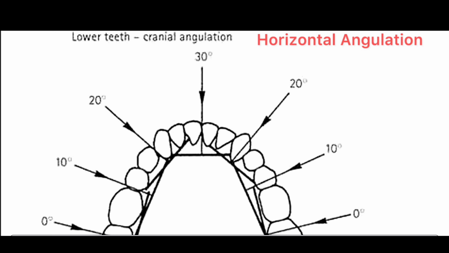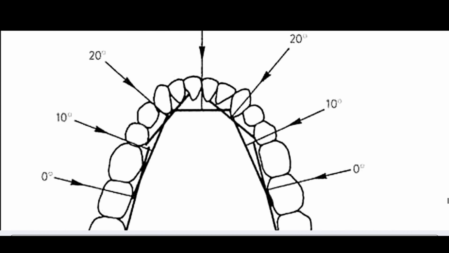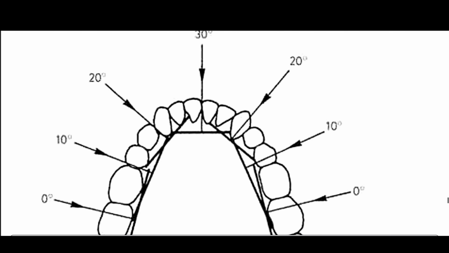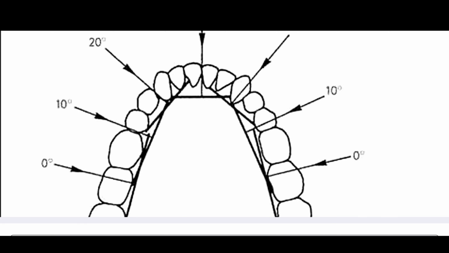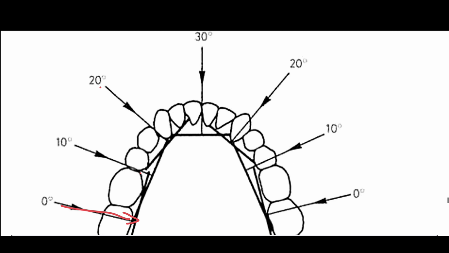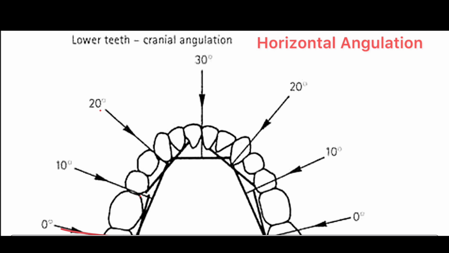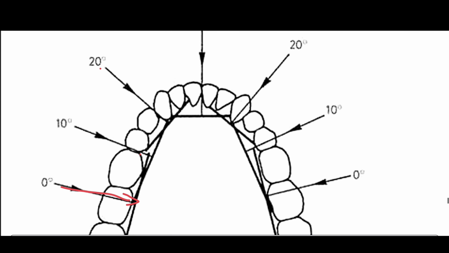Now let us see what is horizontal angulation. The horizontal angulation will be changed according to the teeth. As you can see, it will be 0 for the molar, 10 for the premolar, 20 for the canine, and 30 for the anteriors. So it varies accordingly. For the mandibular teeth, these all are the horizontal angulations for the different teeth.